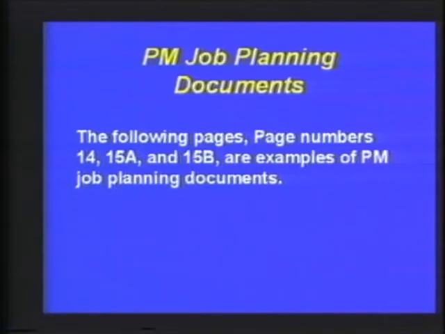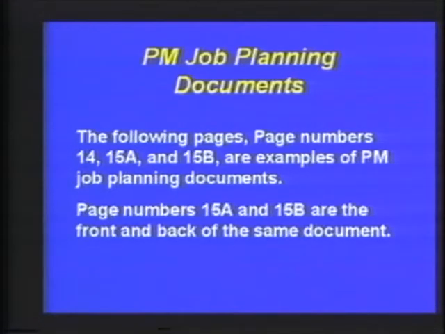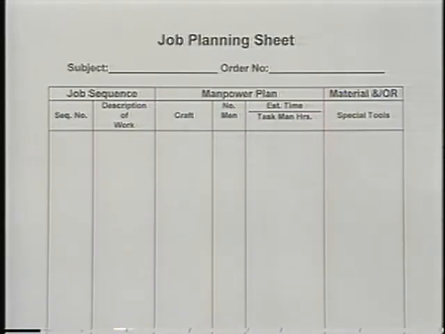Now, the PM job planning documents that we are going to look at are all noted on page number 13. We're going to look at items such as a single planning document, multi-planning documents, and then also the development of, let's say, a PM order where we have certain information on the front of the PM order as illustrated by the second little paragraph, page number 15A, and on the back there again is some additional information. That step is trying to eliminate making a paper mill out of the PM program. So if you turn now to page 14, let's take a look at a few of these planning documents.